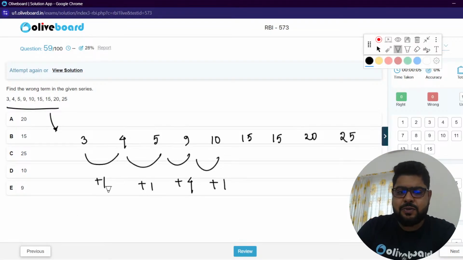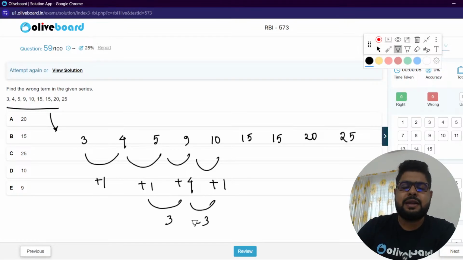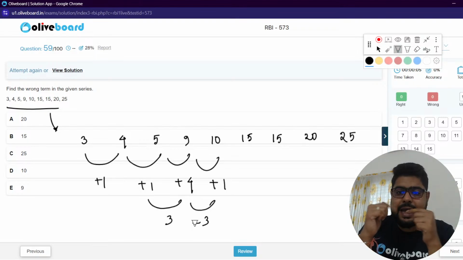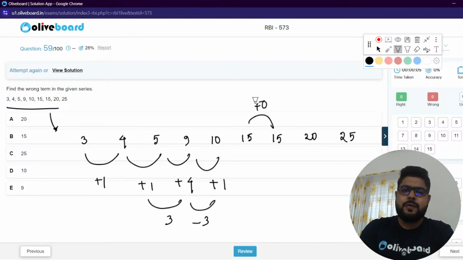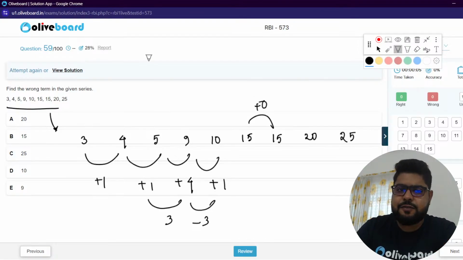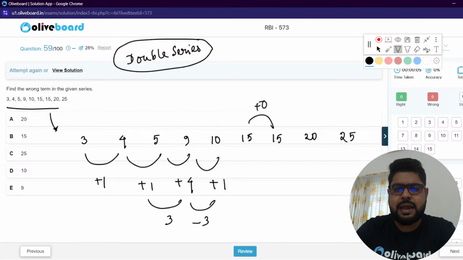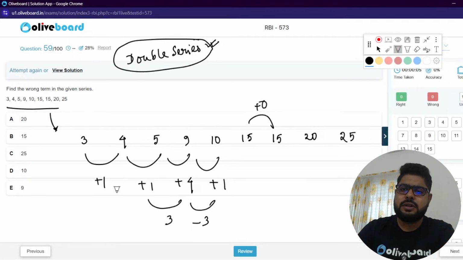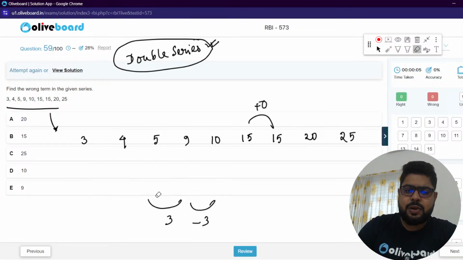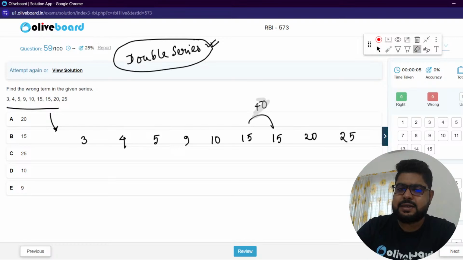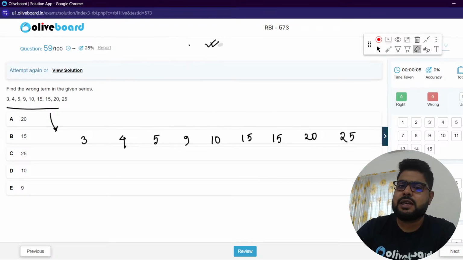Whenever you see it was increasing, suddenly it increased by 3, then again it dropped by minus 3. Whenever this haphazard thing happens, or next also you can see 15 and 15, this is plus 0. Whenever something like this happens, there is a very strong chance. Always think about double series, meaning multiple separate series going on. This is the biggest possibility, this double series type of thing.